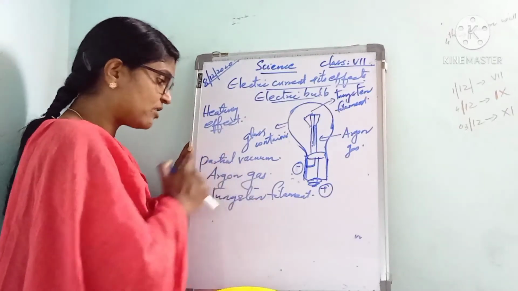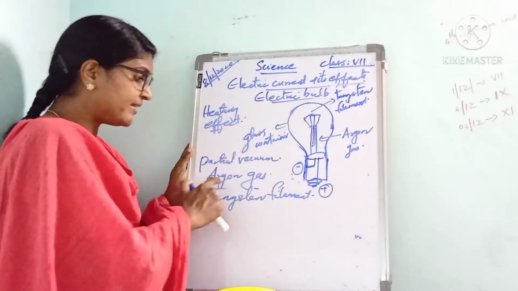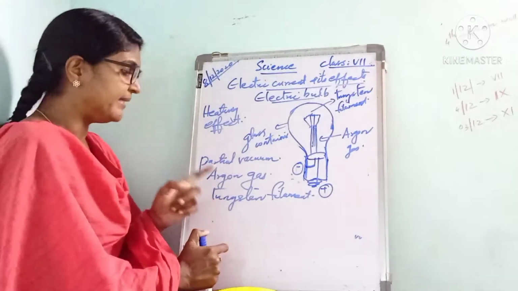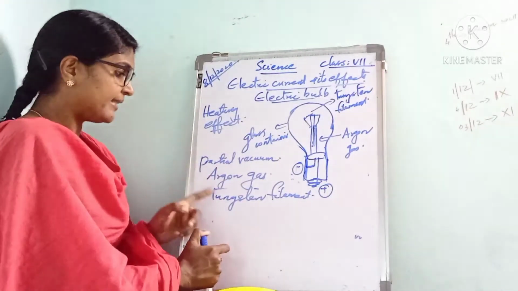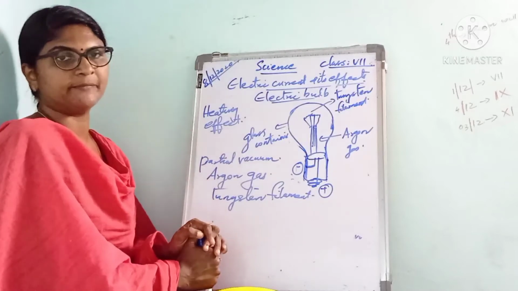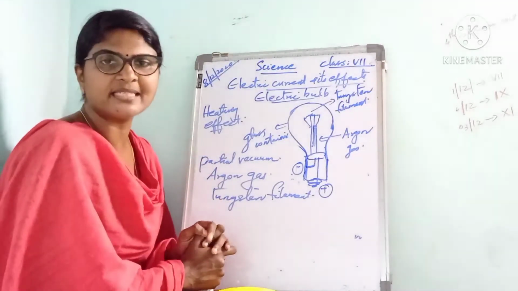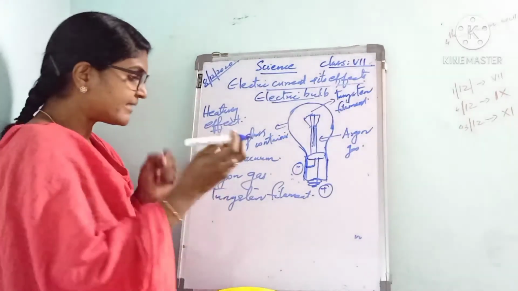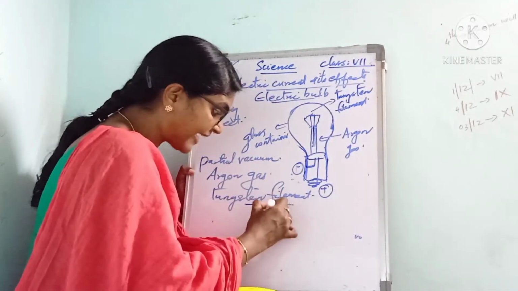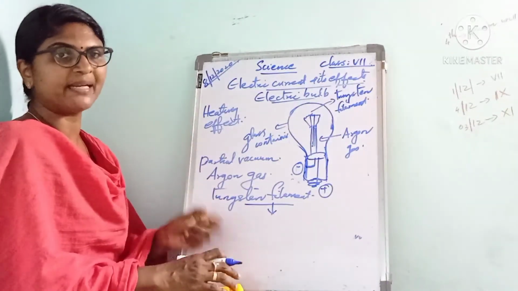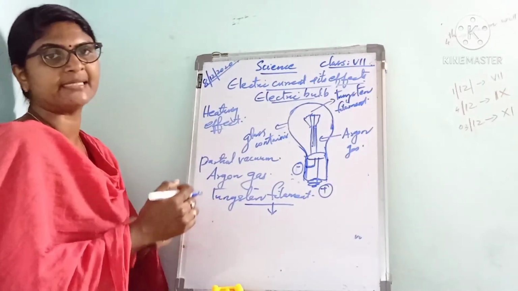It has a partial vacuum and it is filled with argon gas. Which gas is filled in the electric bulb? It is argon gas. Then the tungsten filament. Partial vacuum, argon gas and tungsten filament. Then what are the important properties of this tungsten filament? It has two important properties.